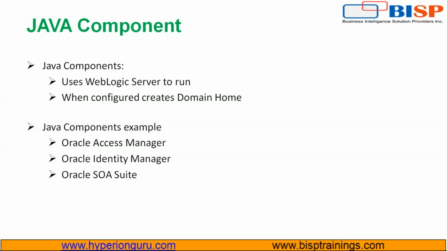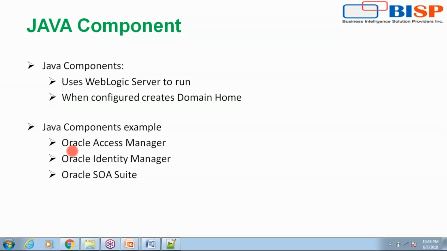So you have WebLogic Server, which, when you install and configure it, creates a domain. Then you have other products such as Oracle Access Manager, Oracle Identity Management, and Oracle SOA Suite. These won't be covered as part of this course because they are a bit advanced topic, and each of them is itself a course. Anything to do with Oracle Access Manager or Oracle Identity Manager is itself a course. But to understand, these are all parts of your Fusion Middleware product, and they are examples of your Java components.